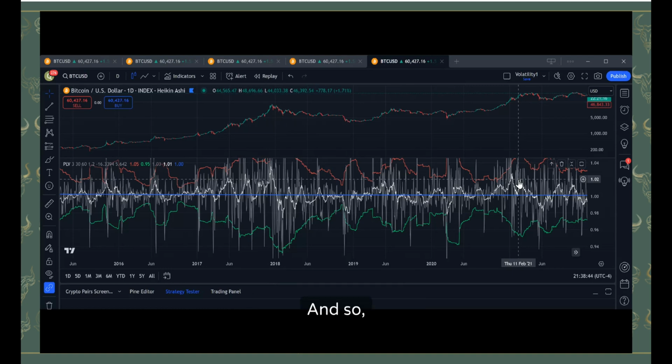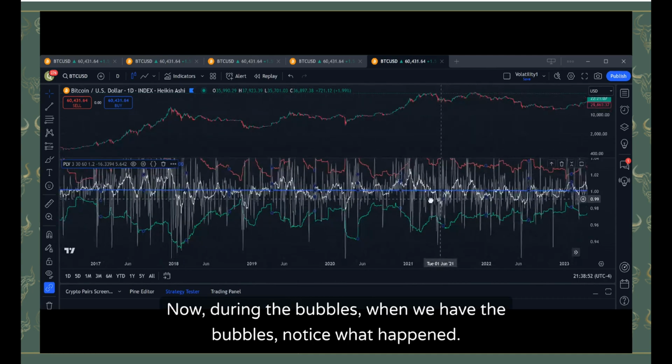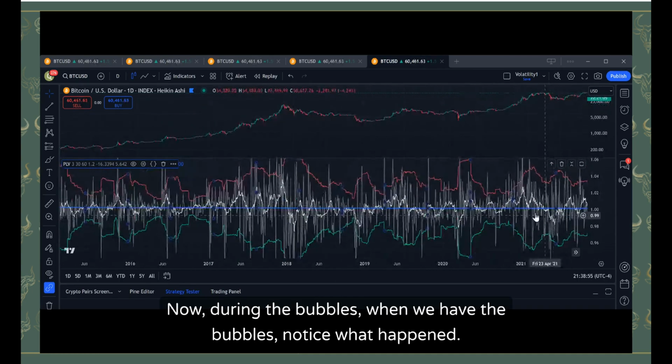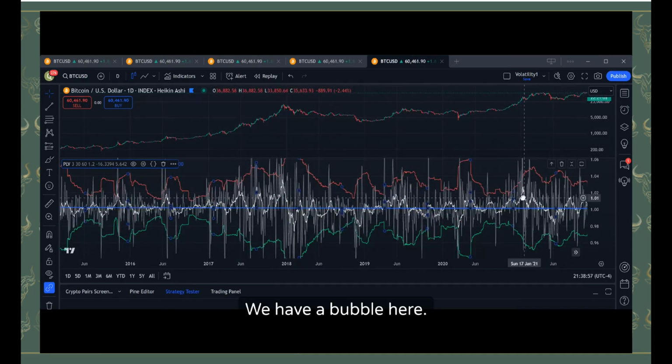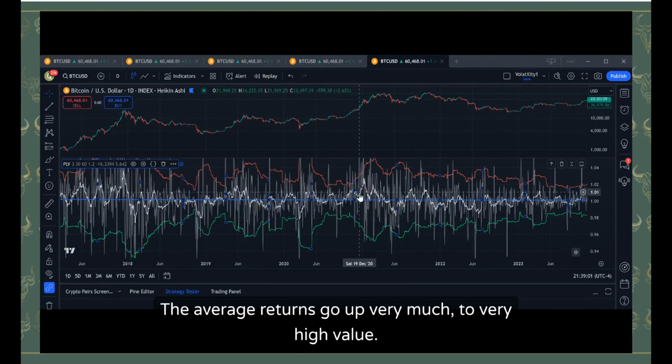And so it's a reference that you have, to see where we are relative to what the power law predicts. Now, when we have the bubbles, notice what happened. We have a bubble here. The average returns go up very much, to a very high value.